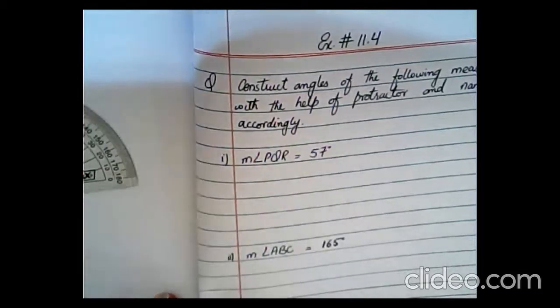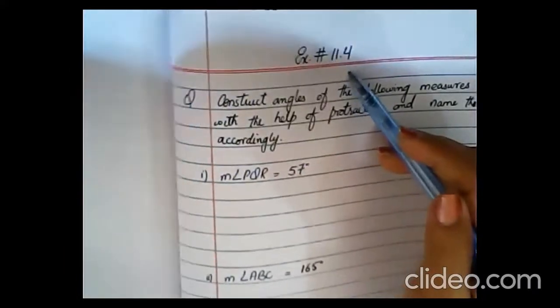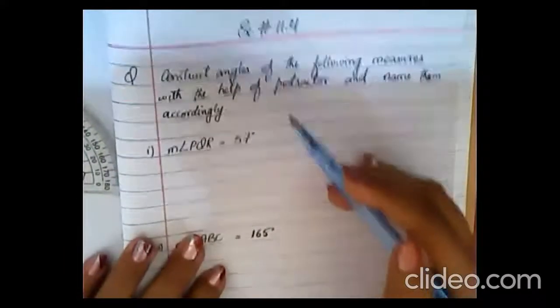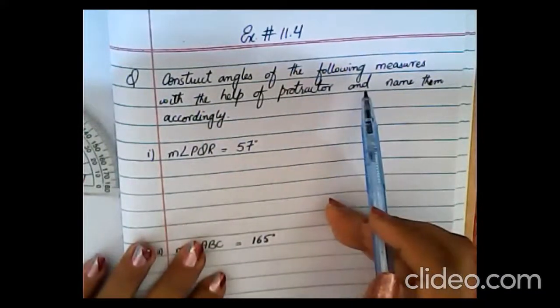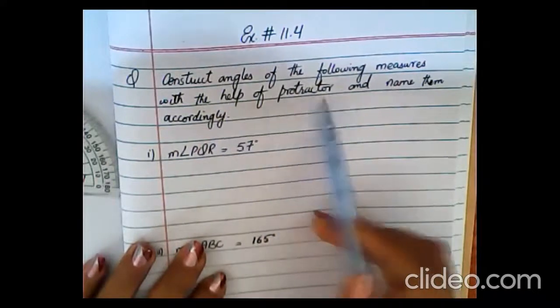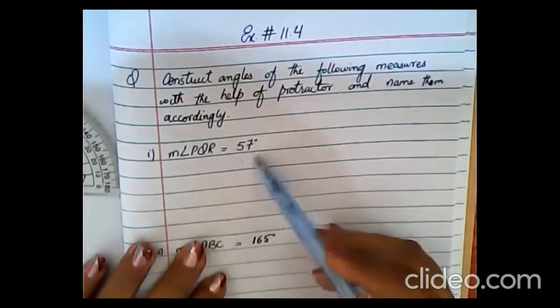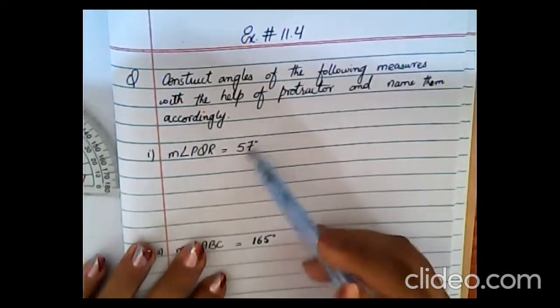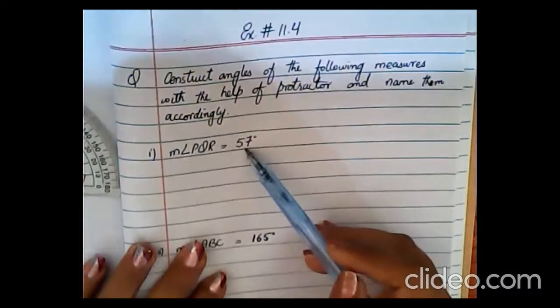Now, what is your question here? Look here. This is a question from exercise number 11.4, and the question is, construct angles of the following measures with the help of a protractor and name them accordingly. First you have to construct this angle, then you will write down the name of this angle. So the measurement of angle PQR is equal to 57 degrees.